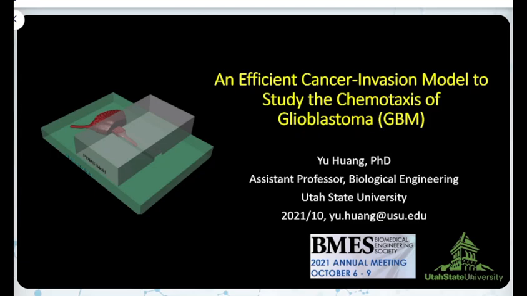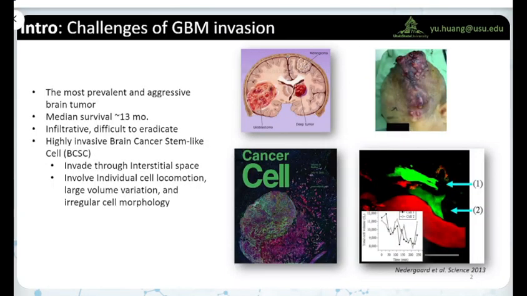Huang. I'm the assistant professor of biological engineering at Utah State University, and today I'm going to introduce the recent work from my lab to establish an efficient cancer invasion model and study the chemotactic migration of glioblastoma, also called GBM. So GBM is one of the most prevalent and aggressive brain tumors.